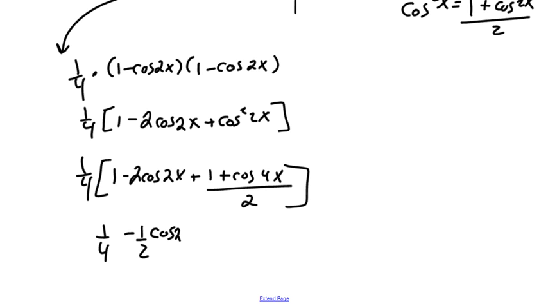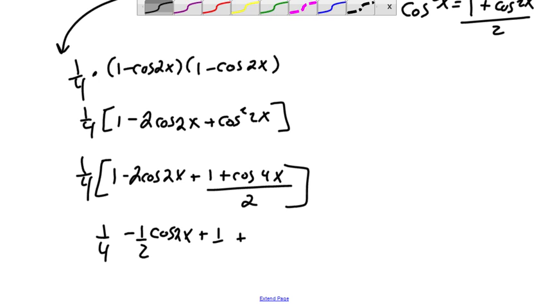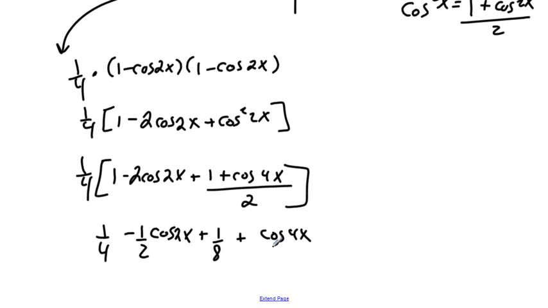Times cosine of 2x plus, let's see right here, 1/4 times 1 is 1/4 plus, I'm sorry, wait, this is actually over 2, so this is like 1/2. So 1/2 times 1/4 is going to give us 1/8. So that should be a 1/8 right there. And then cosine of 4x over 2, multiply this guy by 1/4. So I'll get cosine of 4x all over 8.